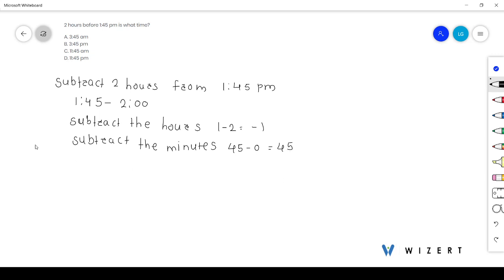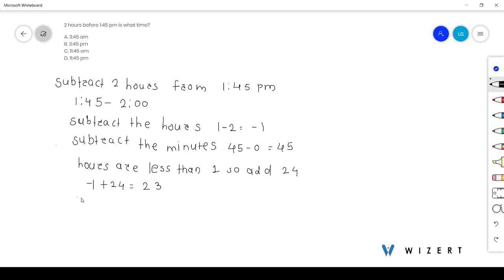Now here we can observe minutes are okay, but the hours are less than 1. So add 24. That is minus 1 plus 24 means 23.